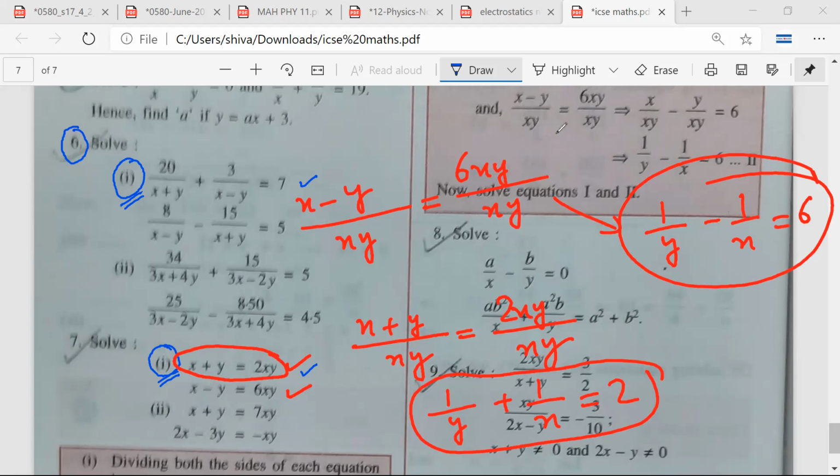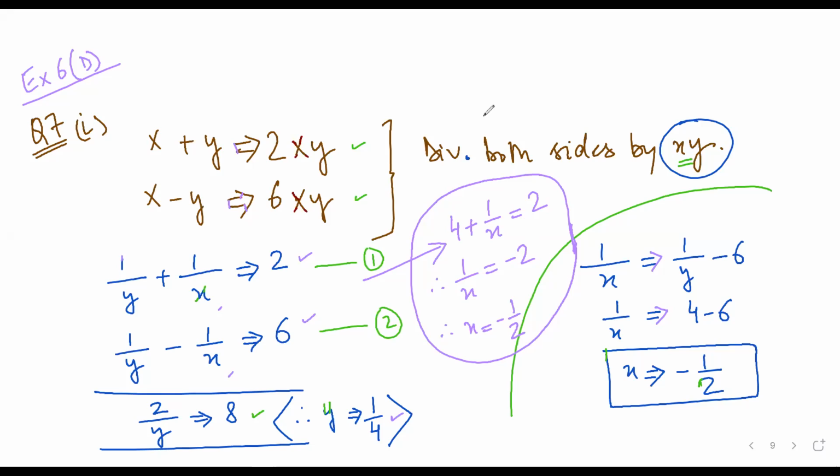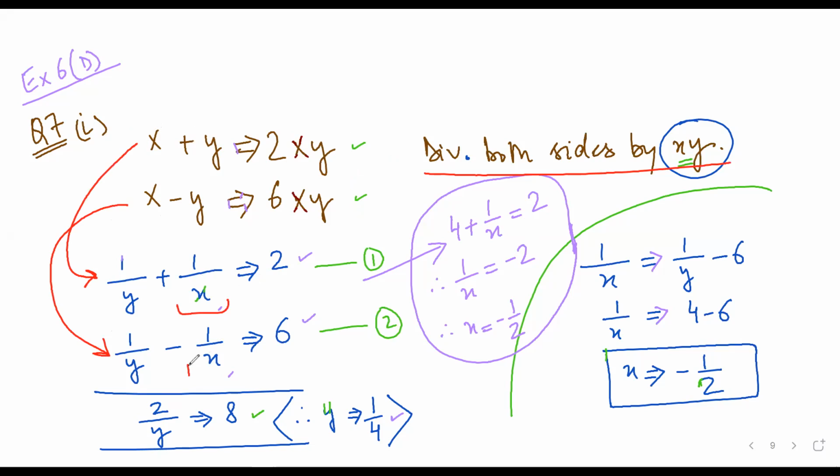Once I have this, let's see. Okay. So this is what I've done. These are the equations which were given to me. I divided both sides by xy. So this equation reduced to this, and this equation reduced to this. Once I have this and I look closely at the equations, when I add these two equations, this and this will eliminate. I'll get the value of y to be 1 by 4.